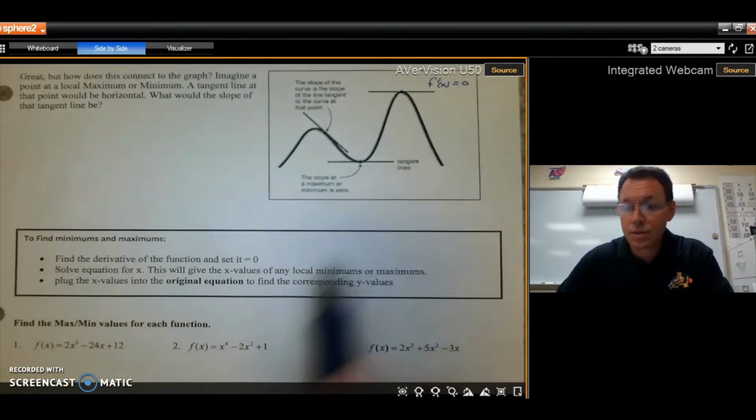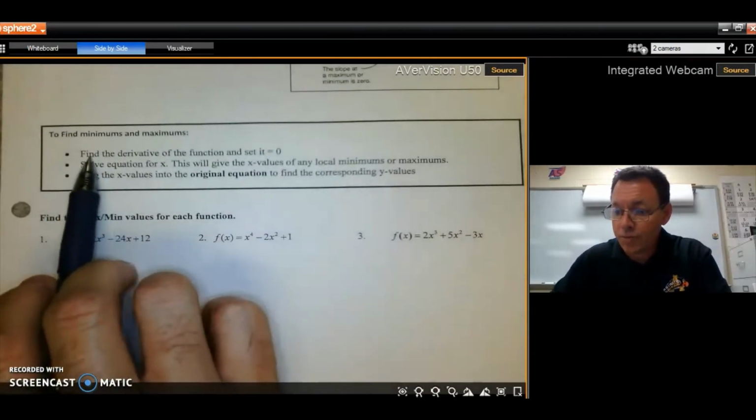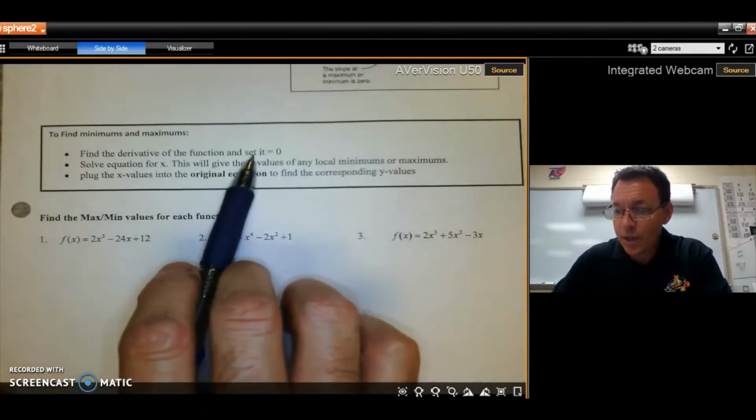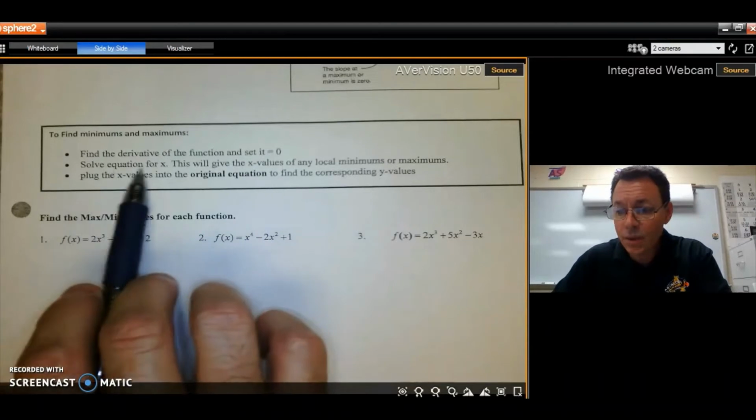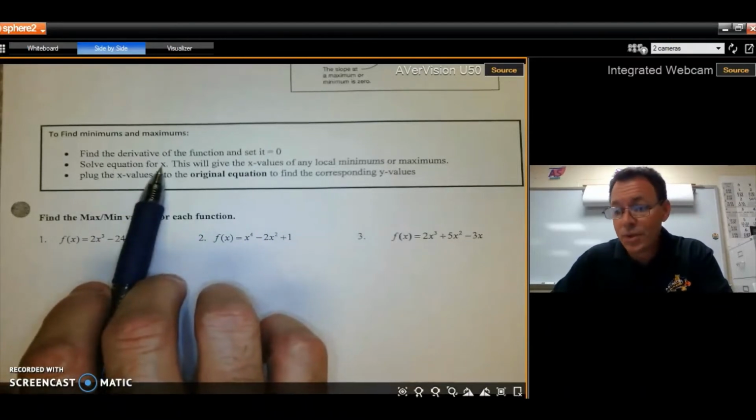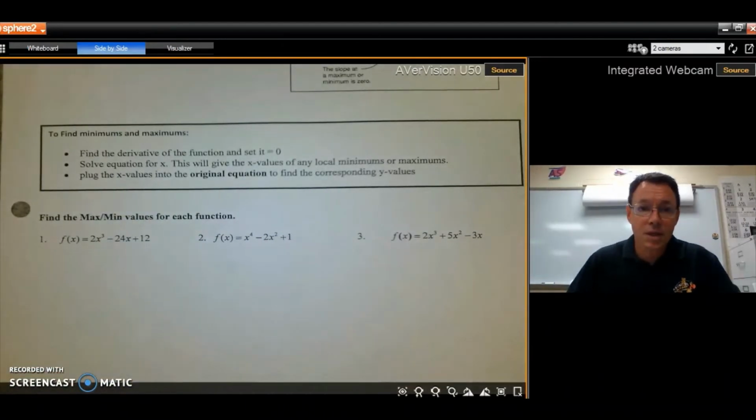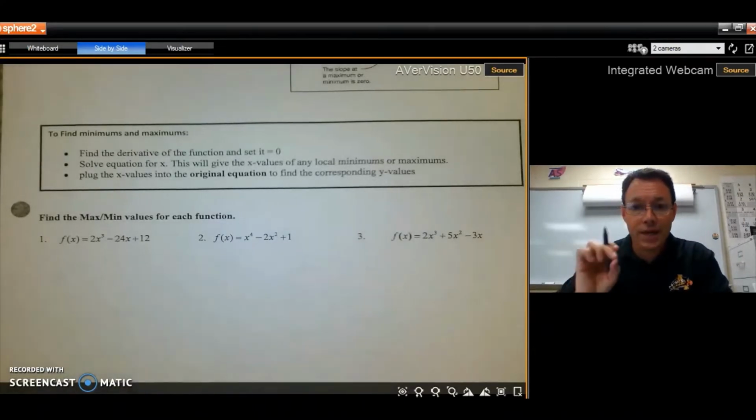So to find a minimum or a maximum, we're going to find the derivative of the function, and then we're going to set it equal to 0. And then we're going to solve it. That derivative could be a quadratic. It could be a quadratic that factors nicely. It could be one that doesn't factor nicely, and we have to use the quadratic formula, but we can do that. And those are going to be our x values where we have local minimums and maximums.